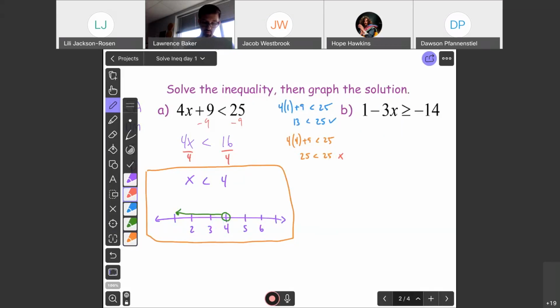All right, and then numbers that are bigger than 4 also shouldn't be answers, like 6. 4 times 6 plus 9, which is 24 plus 9, which is 33. All right, and 33 is not less than 25. So we can see that those numbers aren't satisfying the inequality. The numbers that are specifically less than 4 do satisfy it. Numbers that are 4 or bigger don't satisfy it. That's why they're not answers. Okay.